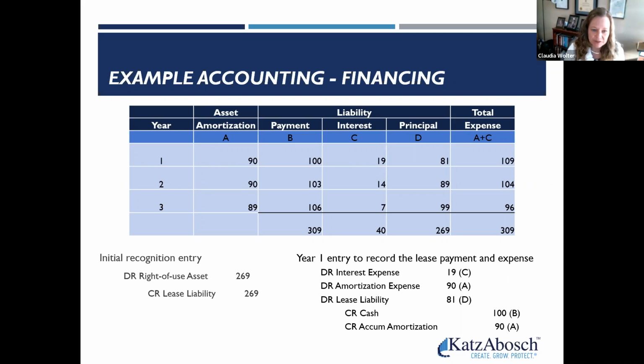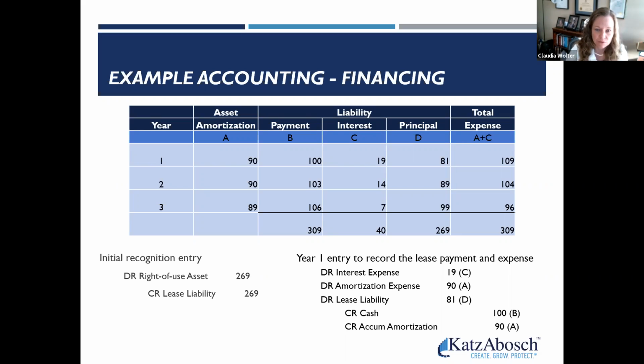So the asset amortization is the actual asset, the 269 straight line expense. So, you know, straight line amortization expense. So in column A, we have $90 in year one, $90 in year two, and $89 in year three to amortize that asset straight line. B, C, and D are exactly the same as what they were on that operating lease slide.